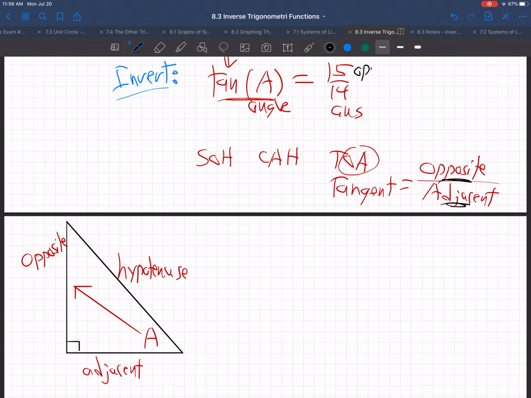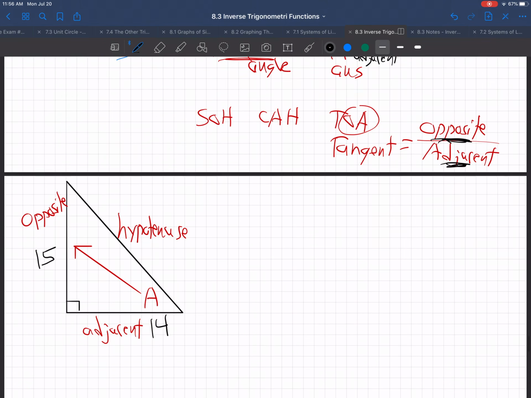So this must be opposite. This must be adjacent. So the opposite is 15. The adjacent is 14. That's what it says, right? Tangent is opposite over adjacent, 15 over 14. 15 must be the opposite, 14 adjacent. And now, that's all step one.